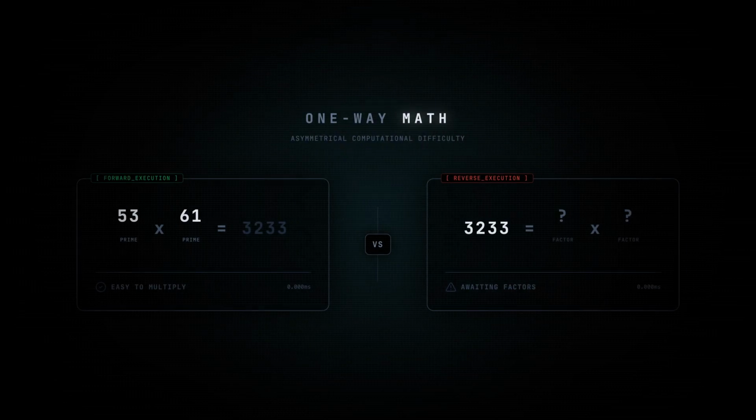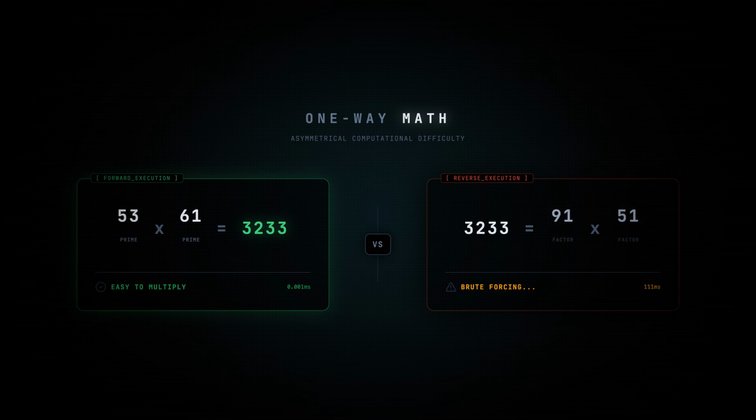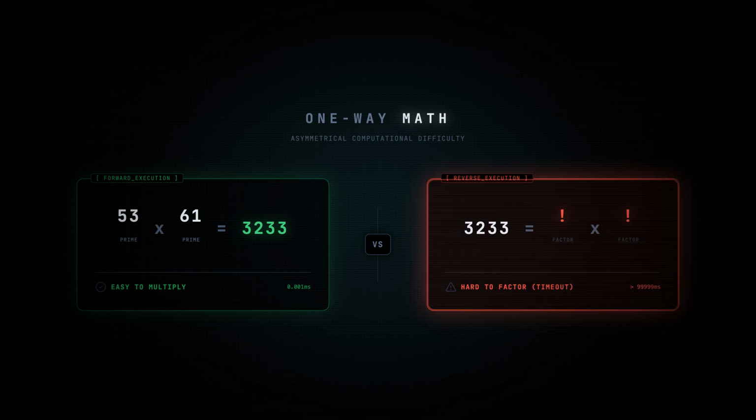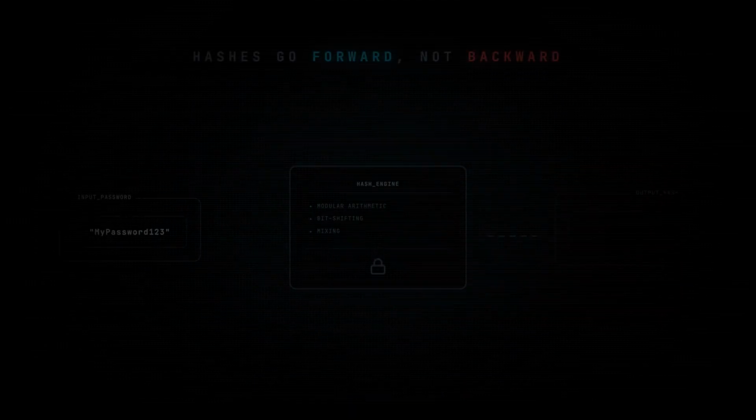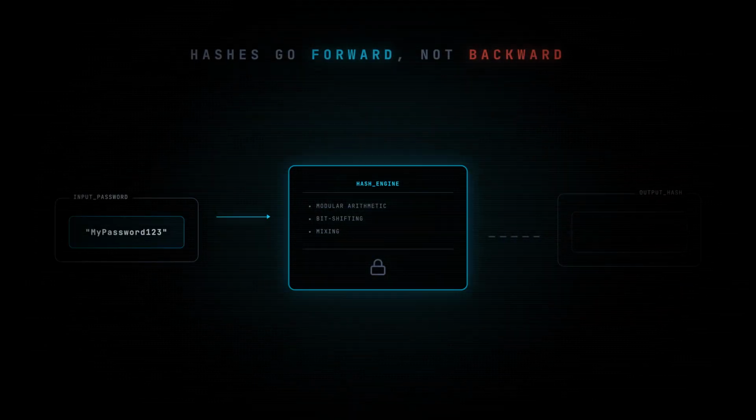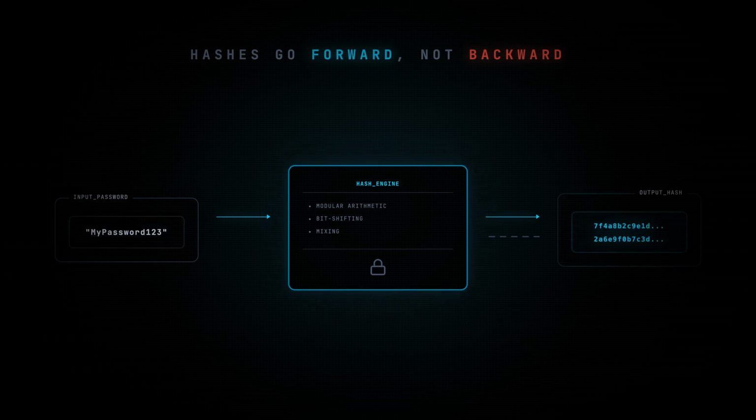The magic of a hash function is that it's one way. In math, some problems are easy to solve forward, but nearly impossible to reverse. Think of it like a giant multiplication problem. It's easy to multiply two prime numbers together. But if I give you the result and ask which two prime numbers I used, that's a nightmare. A hash function uses modular arithmetic and bit shifting to ensure that you can turn a password into a hash, but you can never turn a hash back into a password.